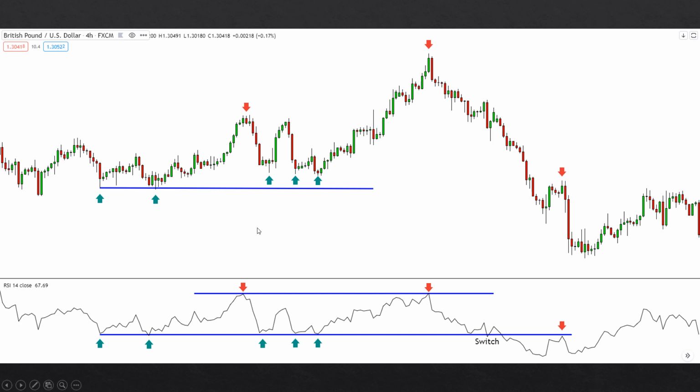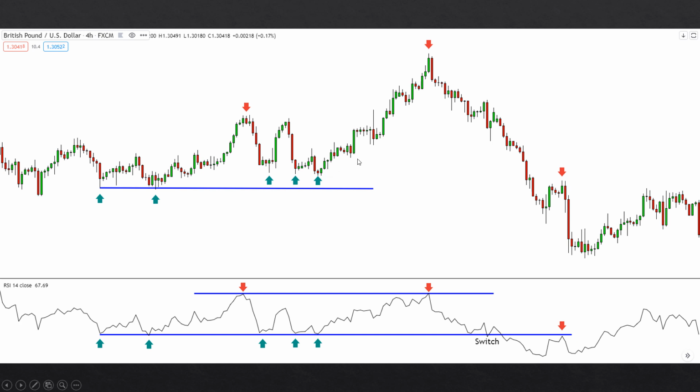Notice that in the RSI, we have a support line highlighted by the green arrows. The important thing to realize here is that if we were just looking at price action, we wouldn't be able to spot this horizontal support. Every time the RSI line meets the horizontal momentum support, price action reverses.